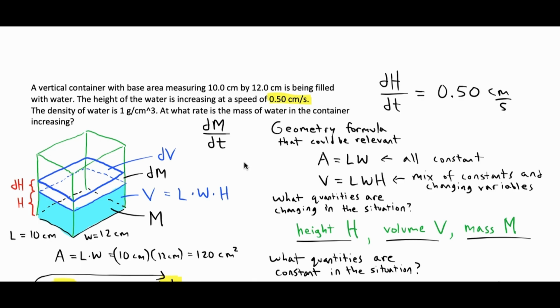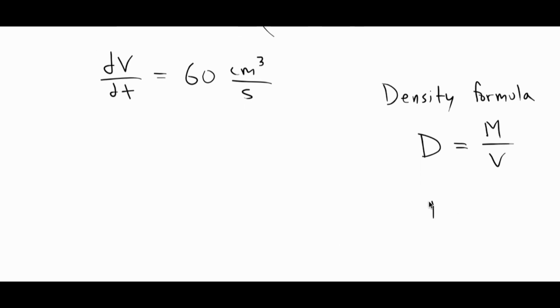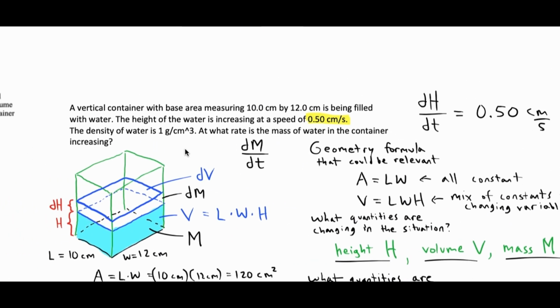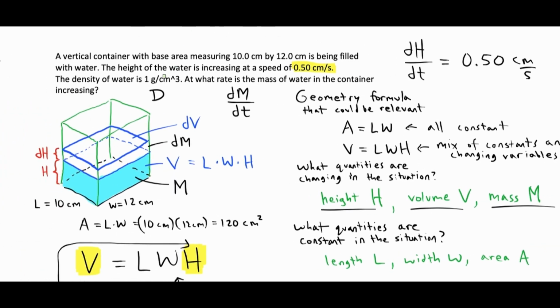So we have to know one more formula that could be relevant, and that would be a density formula from science. So the density formula says that your density will be your mass divided by your volume. But we can do the calculus version of that, and write dm over dv. And if we rearrange this formula, we can show that mass would be the density times the volume, or in other words, dm is the density times dv if we look at the differential relationship. So density is something that is constant for water. They gave us that in the problem. The density of water was stated to be 1 gram per cubic centimeter. So this is D.